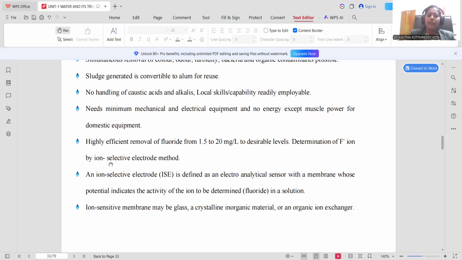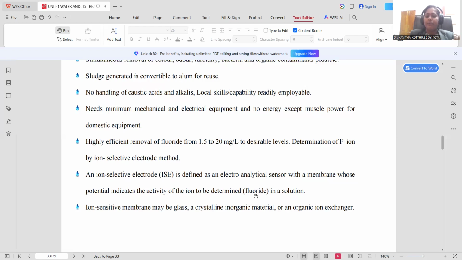For the determination of fluoride, we are using an ion selective electrode. An ion selective electrode is more suitable for the detection of fluoride ions. If the fluoride ion content is known to you, it's obvious to go for the alum treatment, so that fluoride will be simply removed by this Nalgonda technique. An ion selective electrode is specific for the detection of the potential of specific ions only, like fluoride.